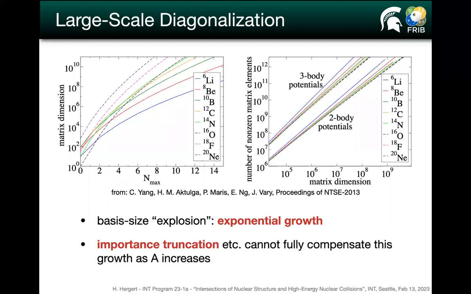There's this exponential growth that one can try to mitigate by using, for instance, importance truncation ideas, where you select certain basis states based on some measure of how you expect them to contribute to ground state energies, for instance. But the problem is that even these importance truncation techniques cannot really fully compensate this exponential model space growth as you try to increase the mass of your nuclei and go to heavier nuclei, which, as I said, is really the bulk of the nuclear mass chart that you're not able to approach in this exact diagonalization method.